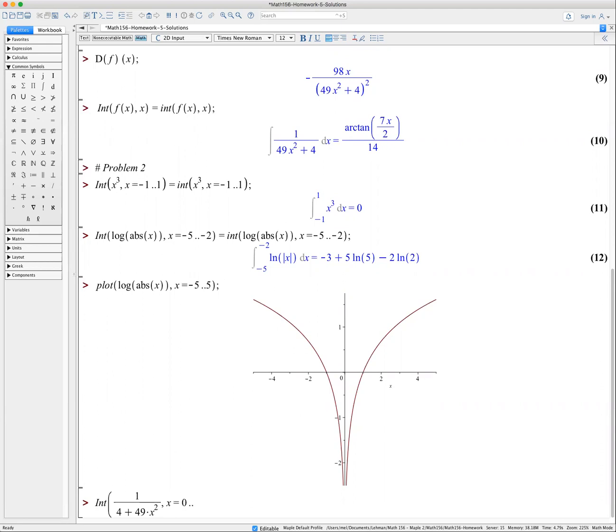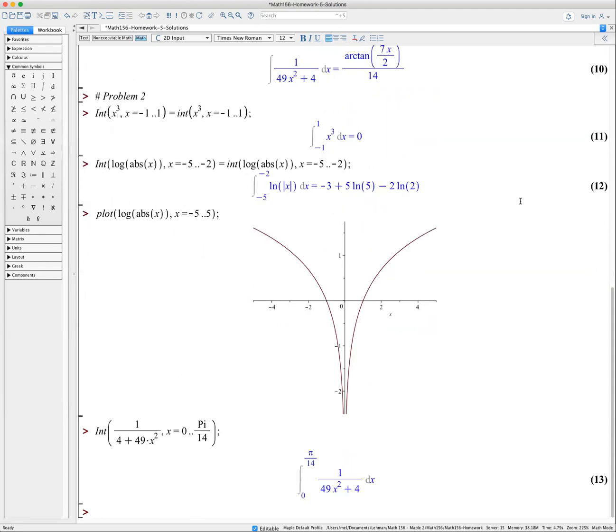So if you write out pi, you write a capital P, lowercase i. Or you could take it from the menu over here, just clicking on this. x goes from 0 to pi over 14. But we want the value and not just the problem written down, so lowercase i. That's the answer.